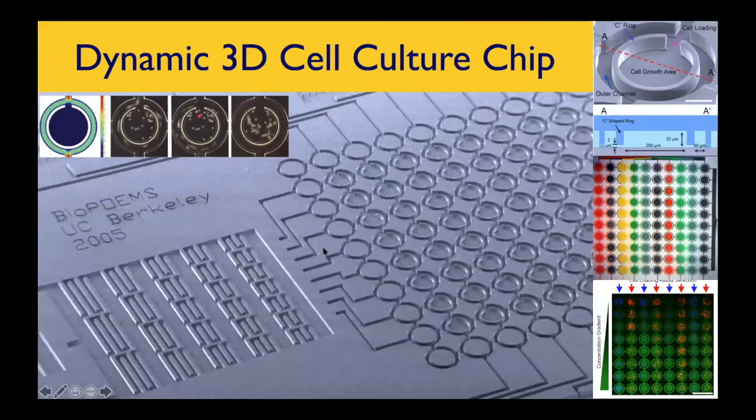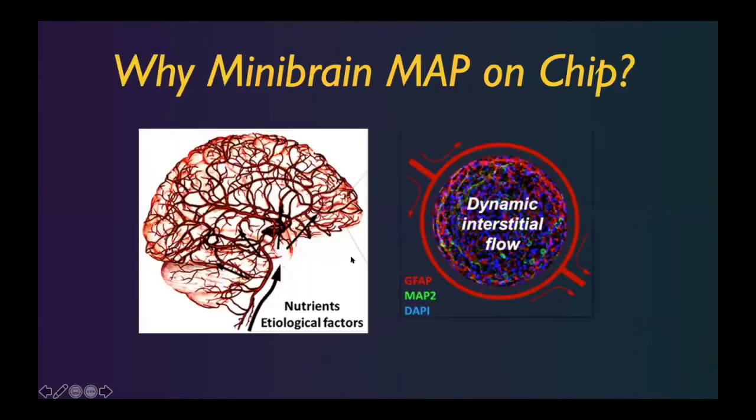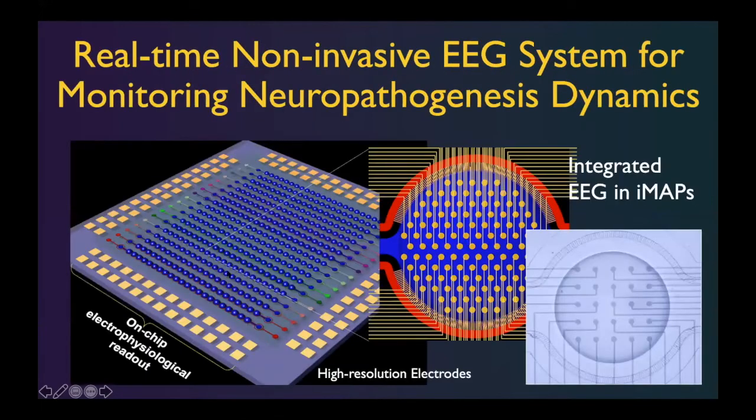One example is, instead of using a petri dish, you have many thousands of wells, so you can create a so-called dynamic 3D cell culture chip. Let me just briefly introduce it. Using this technology, you can make a mini brain. Why a mini brain? We want to mimic the brain's structure using this device.